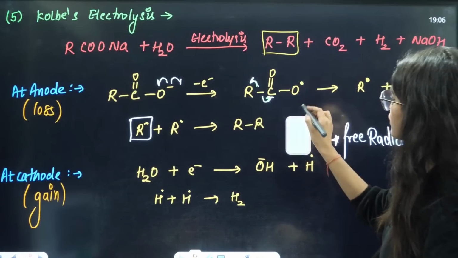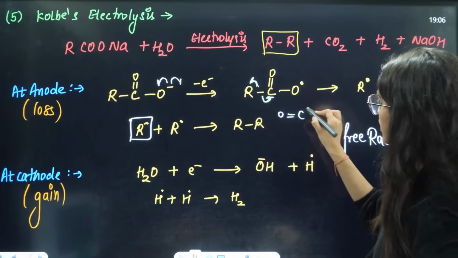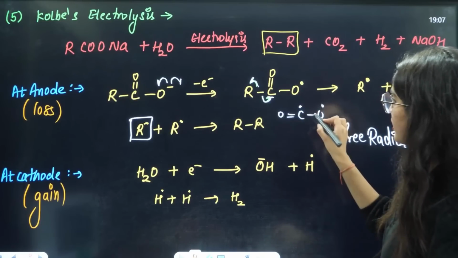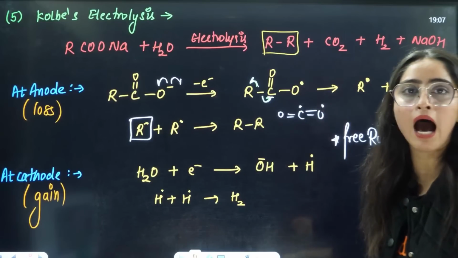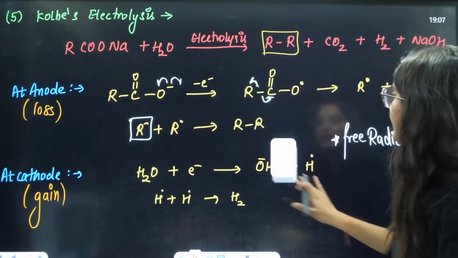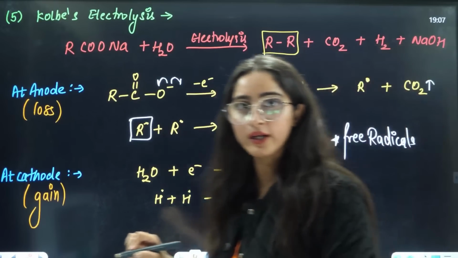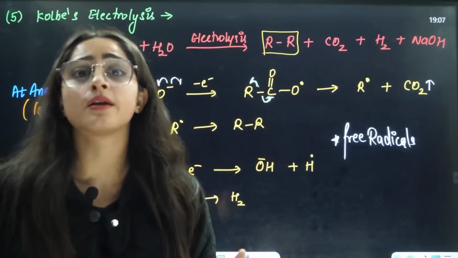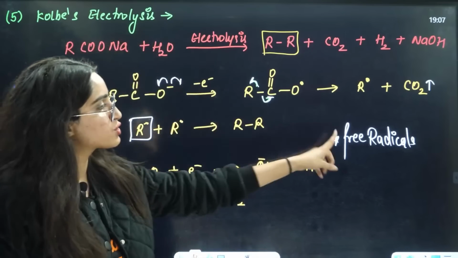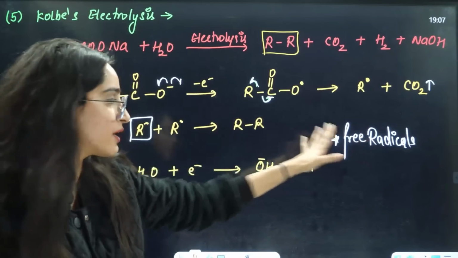You have C double bond O free radical here, and a free radical here. They will combine together to form a carbon dioxide molecule, and hence carbon dioxide will be eliminated at the anode. They can ask you which is eliminated at the anode, or what the intermediate is. That is the free radical.